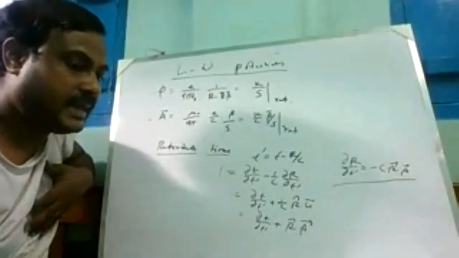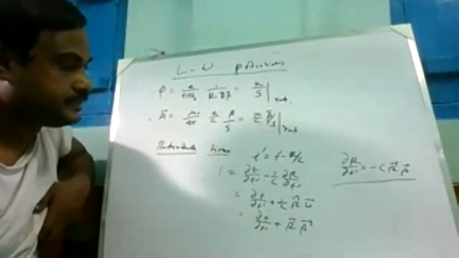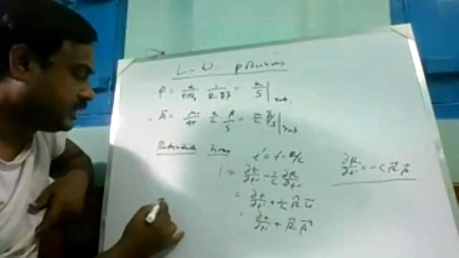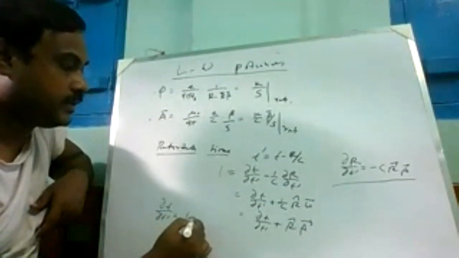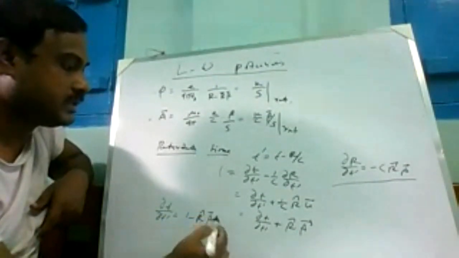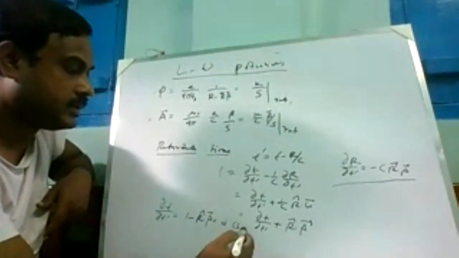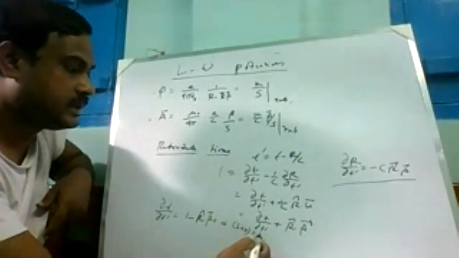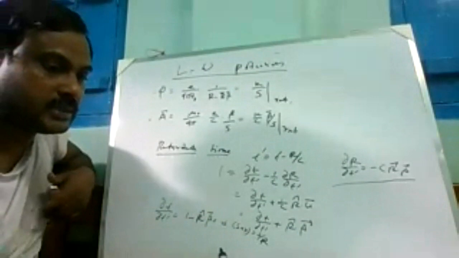So del T by del T dash will be equal to 1 minus R cap dot beta. We call this thing D. This is nothing but S by R.